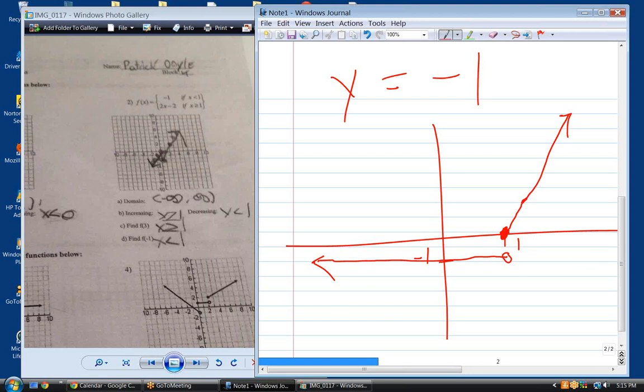Where's the function increasing? You got that right. When x is greater than 1. Actually greater than or equal to 1, I think is what that says. Is it decreasing when x is less than 1? No, it's not decreasing anywhere. There's nowhere on this piecewise function that the function decreases. So that would be never.